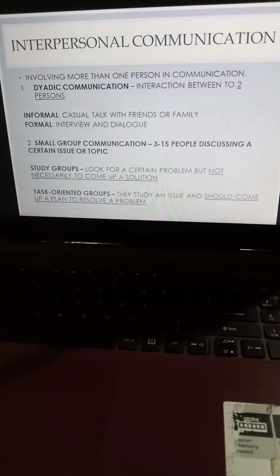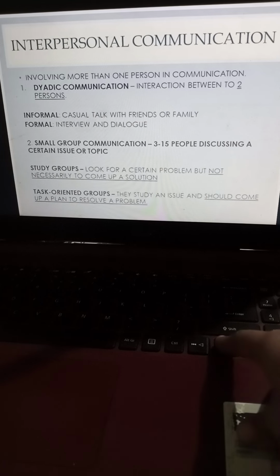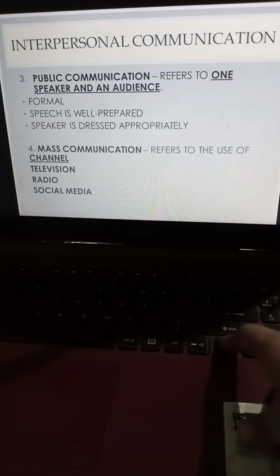So, let's review. Dyadic communication, interaction between two persons. Intrapersonal communication is one person only. Next, small group communication, 3 to 15 people discussing a certain issue or topic. So they are also allowed to express their opinions and ideas. Next, public communication refers to one speaker and an audience only. Again, one speaker, the rest are audience.